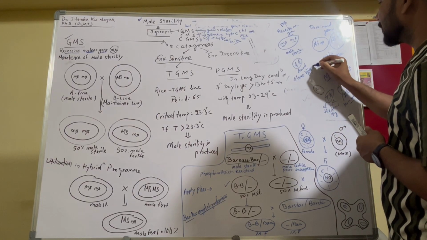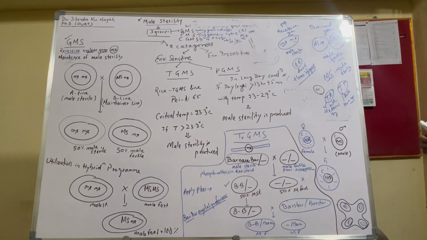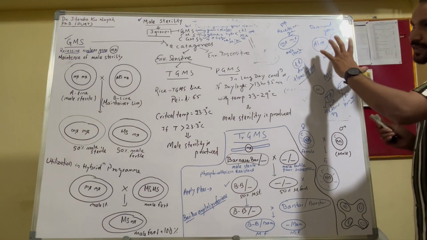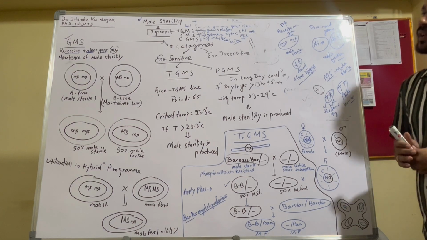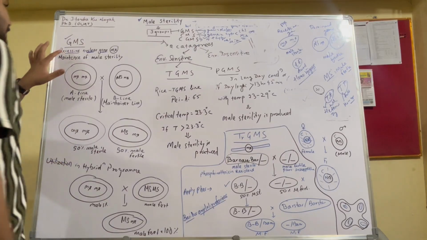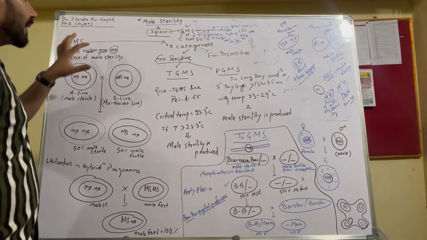Homozygous condition. Which condition? Homozygous condition. Okay. So now I think you have understood this part, genetic male sterility. So let us come to this part. I have told you, genetic male sterility is mainly controlled by which gene?